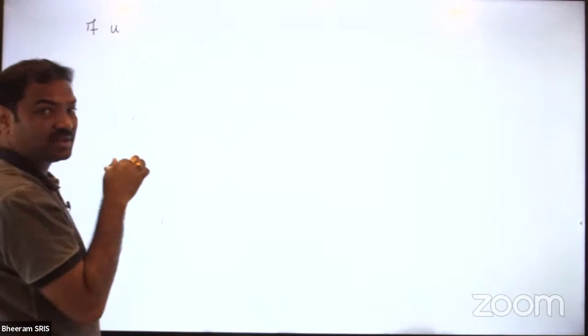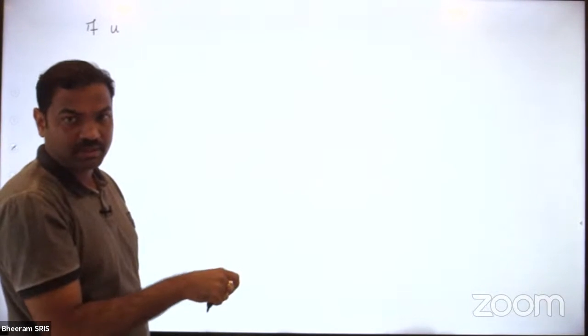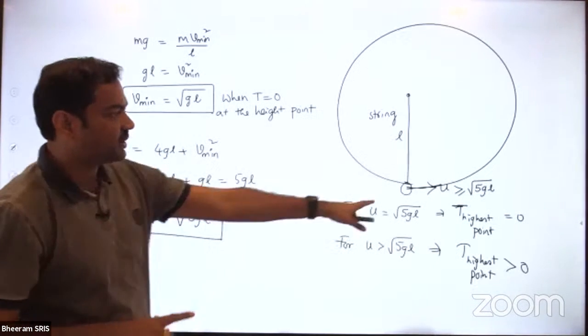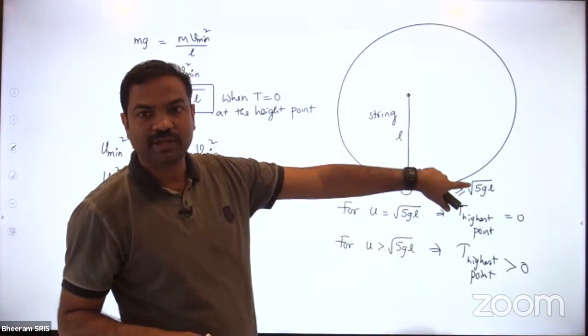Next, we can write down one thing now. If u value is, what does u mean? U means the speed of the pendulum or the speed of the bob at the lowest point, at the bottommost point. This is the u value. U value usually means this.